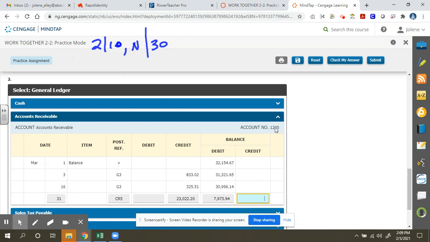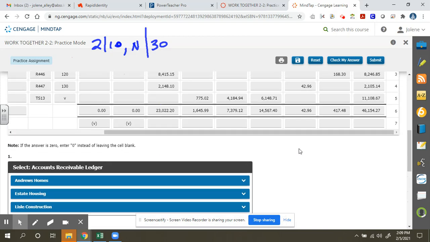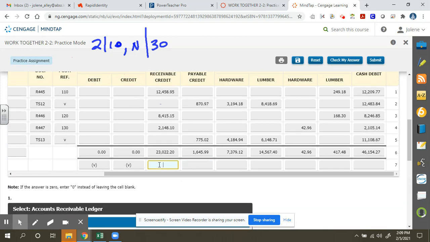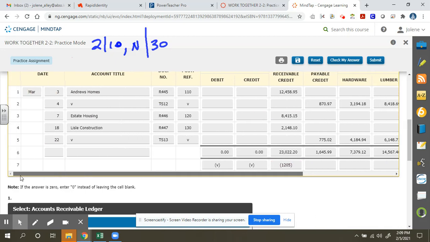All right, so now we have this account number 1205. 1205, we're going to go up here, parentheses, 1205, and that has been posted. This grand total was posted. Over here, we got to put 31 and just totals.